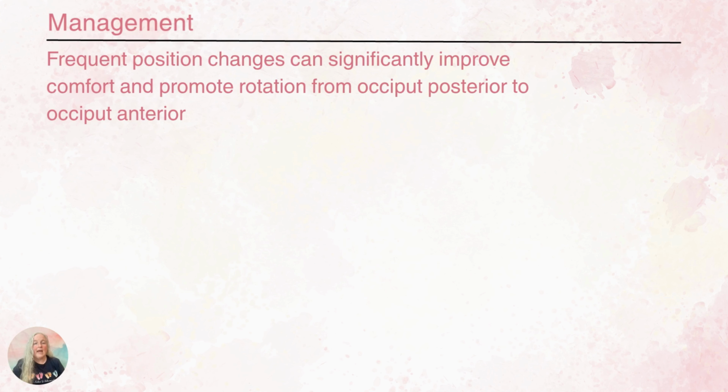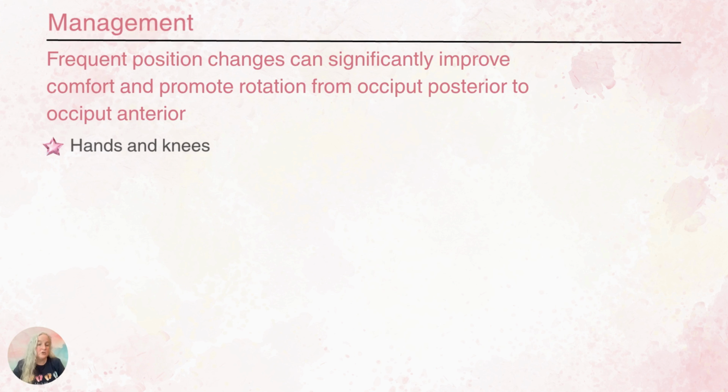So when we think about how to manage this, frequent position changes can significantly improve mother's comfort and promote rotation from occiput posterior to occiput anterior position. Many babies enter the pelvis in the occiput posterior position and rotate during labor. So position changes, especially in the first 3 to 5 centimeters and beyond, and doing these changes frequently throughout labor are going to help promote rotation and descent.